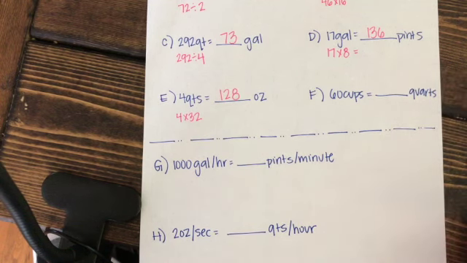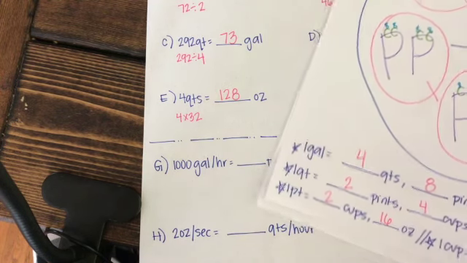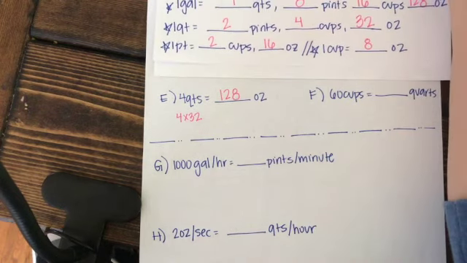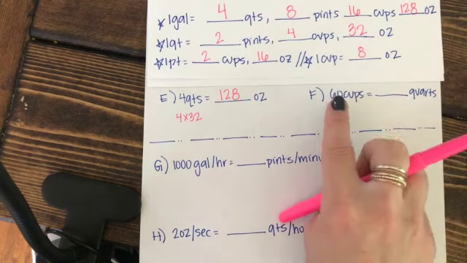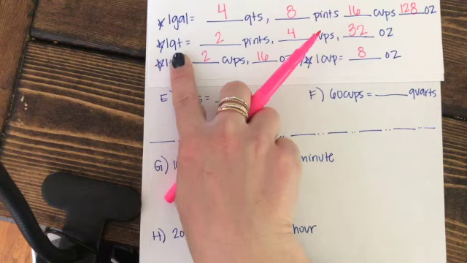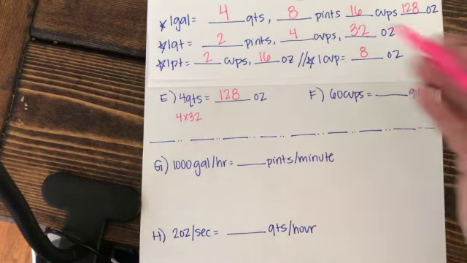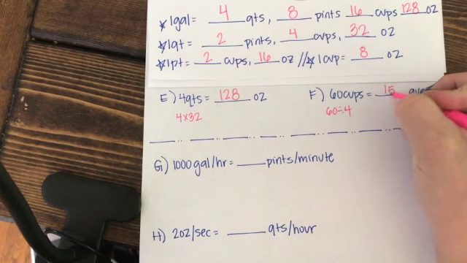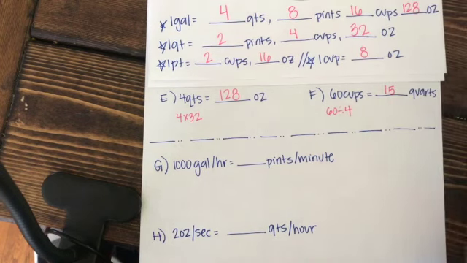Okay, and then the last one, it says 60 cups is how many quarts? So if I have 60 crowns, right, how many queens does that make? So let's look at our conversions. Is there something that we wrote down that relates cups to quarts? Well, 1 quart is 4 cups. So how many groups of 4 can I make? And that's 15.